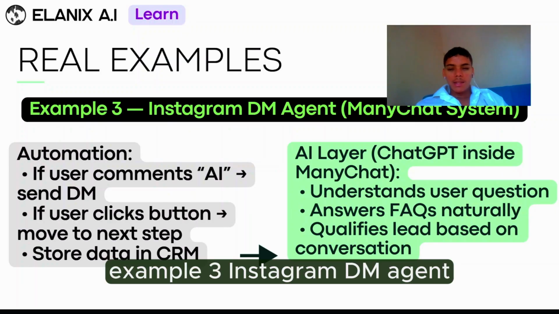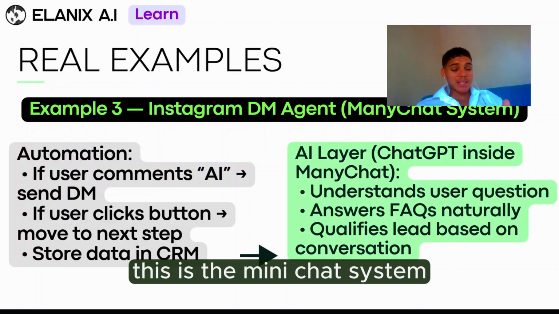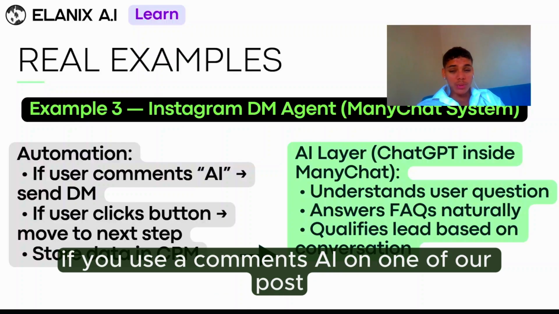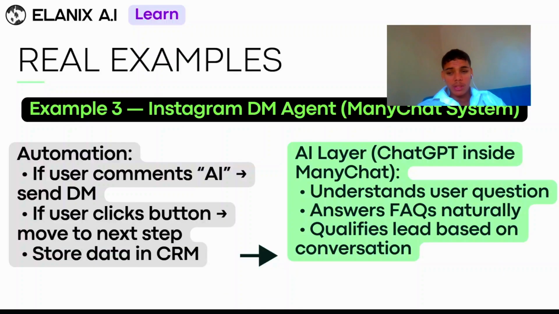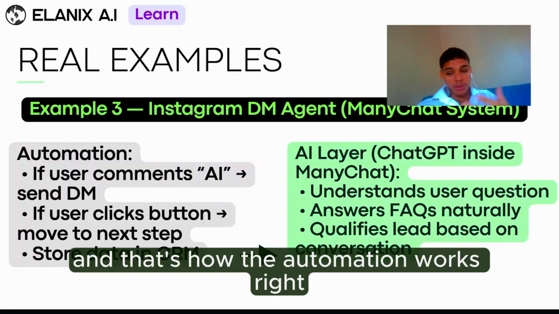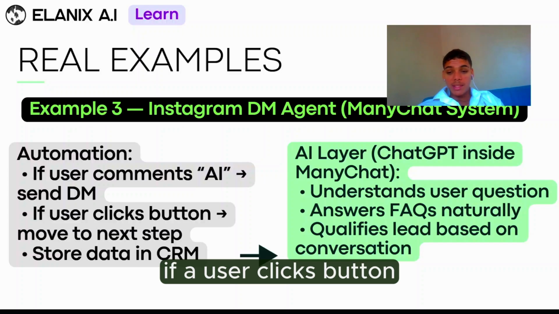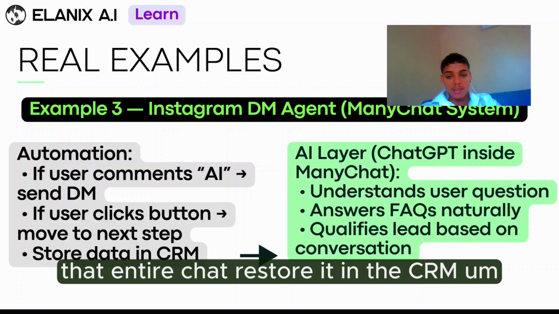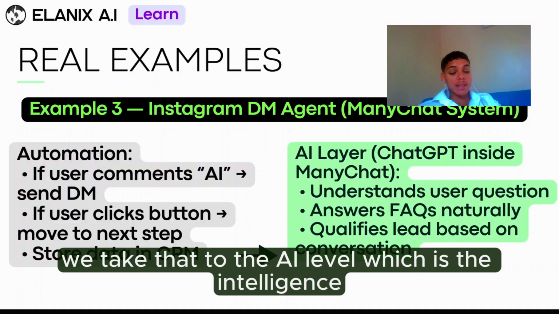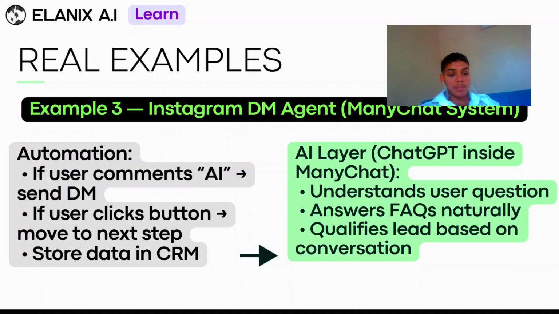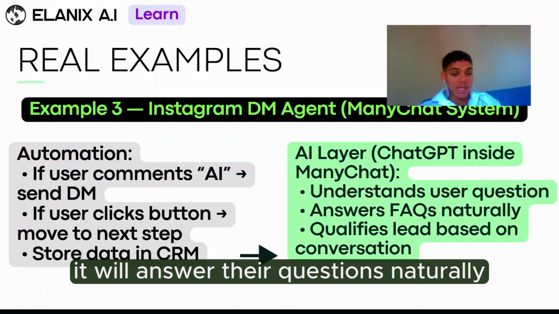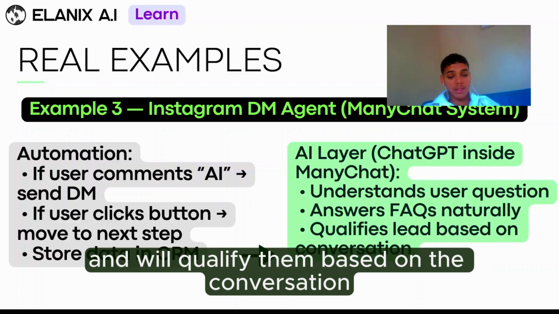Example 3, Instagram DM agent. This is the ManyChat system, what I showed you in the previous video. Automation: if a user comments AI on one of our posts, we're going to send them a DM, and that's how the automation works, right? If a user clicks a button, we'll take them to the next step and we store all of that info, that entire chat, in the CRM, which I'll go over in a bit. We take that to the AI layer, which is the intelligence, right? ChatGPT. It will understand the user's question, it will answer their questions naturally, and it will qualify them based on the conversation. Okay?